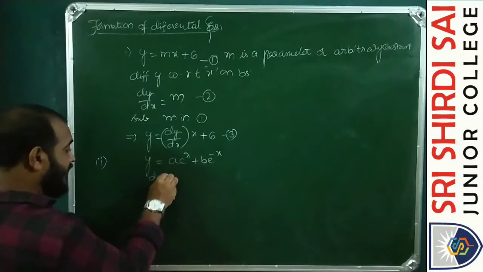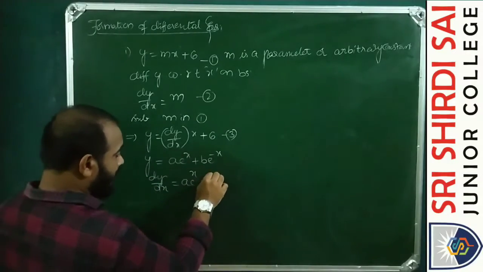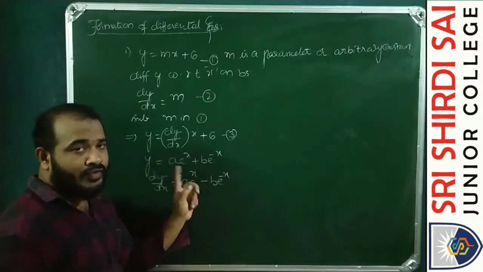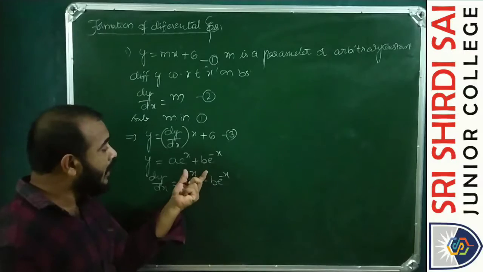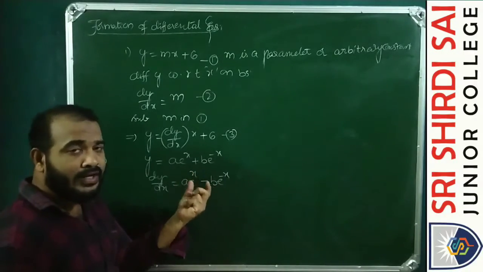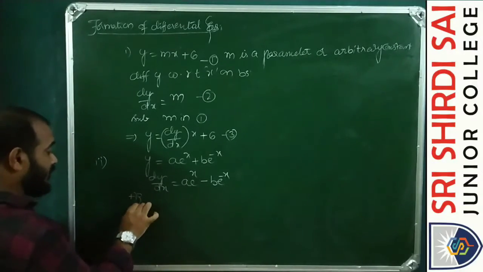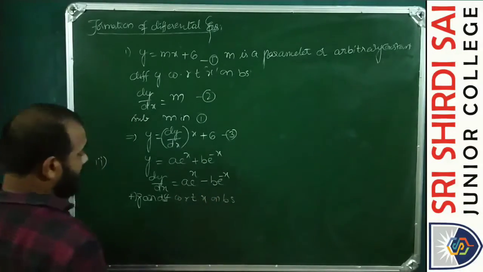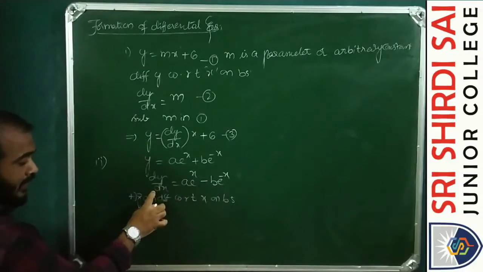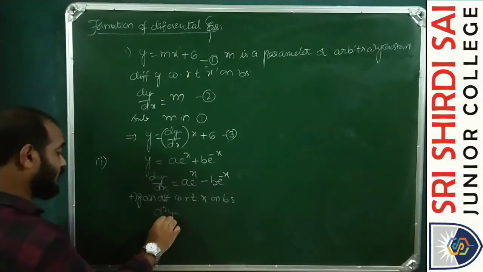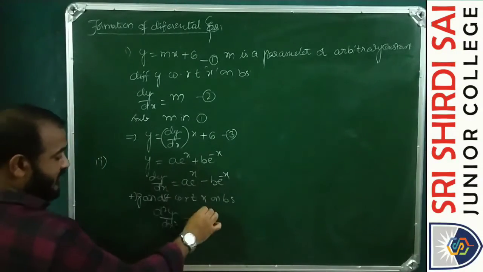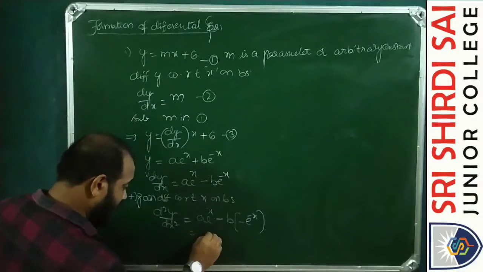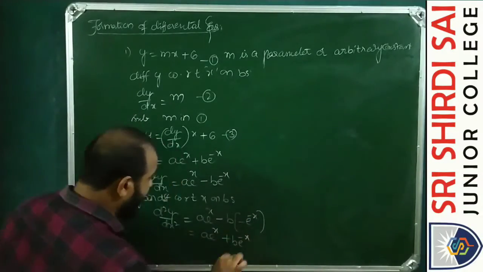Therefore, dy by dx equals a e power x minus b e power minus x. Again differentiating, because there are 2 parameters for which we need to differentiate it twice so that both the parameters a and b are eliminated. So again differentiating with respect to x on both sides. d by dx of y is dy by dx. d by dx of dy by dx is the second order derivative d square y by dx square equals a e power x derivative is e power x, minus b e power minus x derivative is minus e power minus x. Therefore, this is a e power x plus b e power minus x.